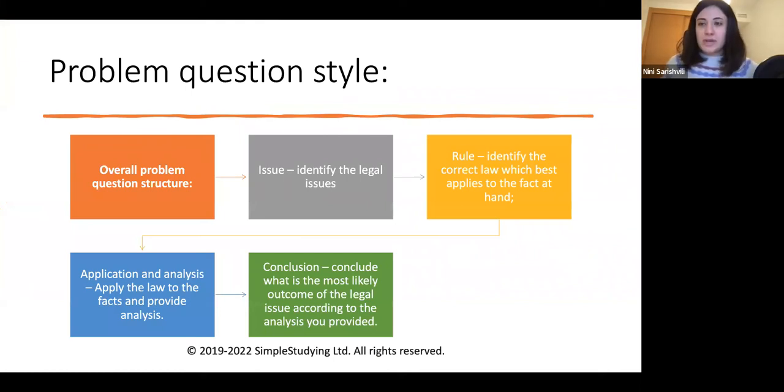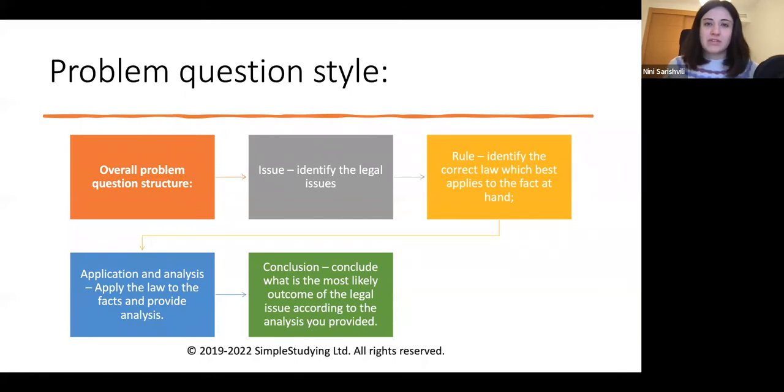Before we go to in-depth discussion of the corporate veil and what are the main cases and principles that you need to know about this concept, I would like to remind you about the problem question style that you need to follow in order to be successful. Please consider that knowing the law, the cases, and the principles is very important, but you won't be able to succeed if you only do that part.